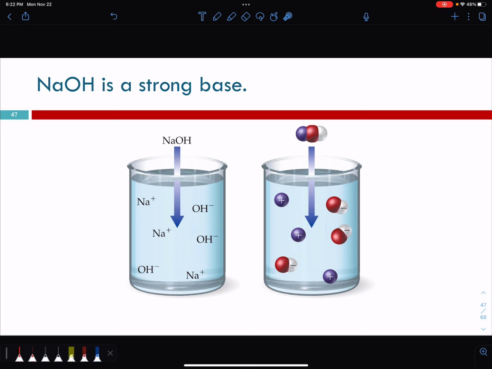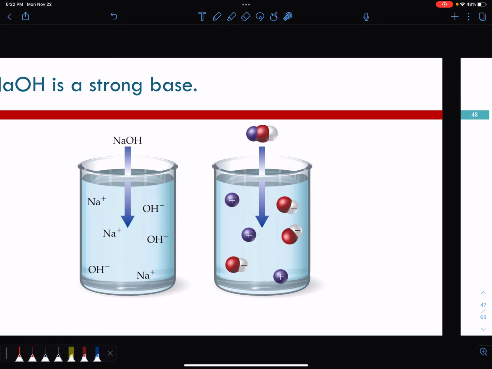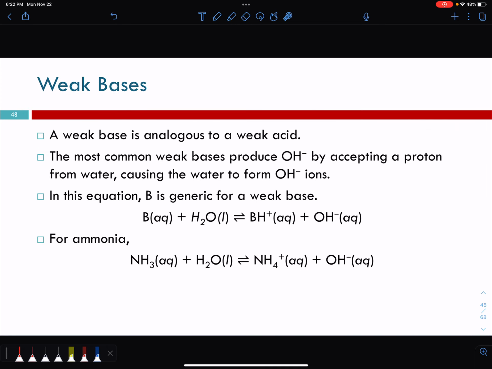So sodium hydroxide is a strong base. As soon as you add it, you get that complete ionization. Weak bases, though, are analogous to a weak acid, so it's only going to produce a small amount of hydroxides in the Arrhenius definition, and by the Bronsted-Lowry definition, only going to accept a small number of protons. What does analogous mean?